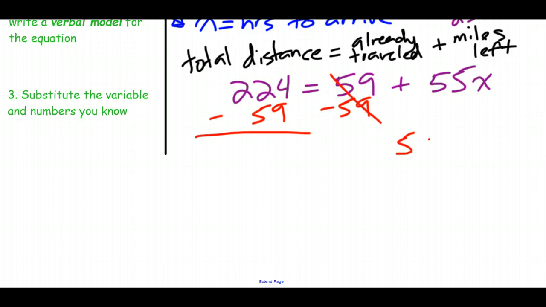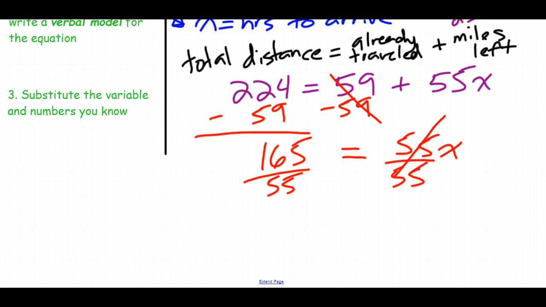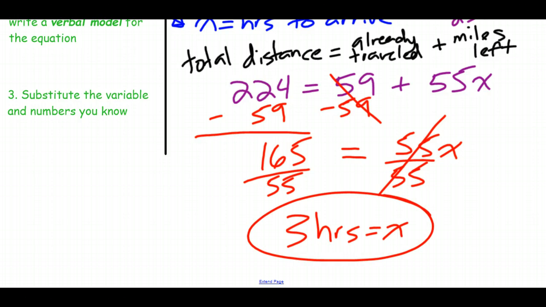Over here we have 55x. And 224 minus 59 is going to be 165. Divide both sides by 55, and get 3 hours is equal to x.